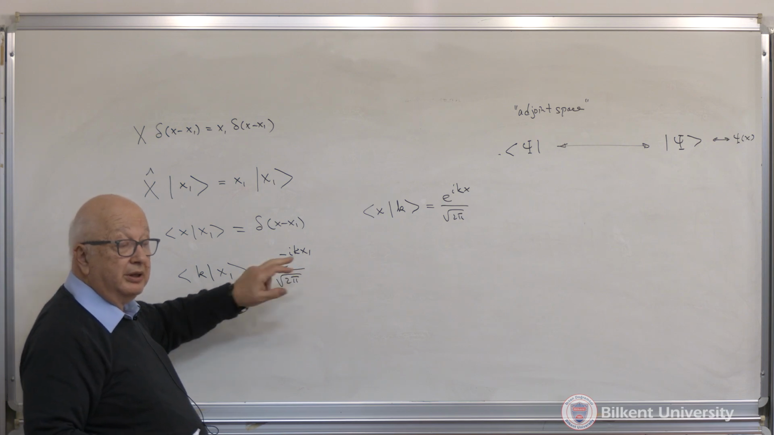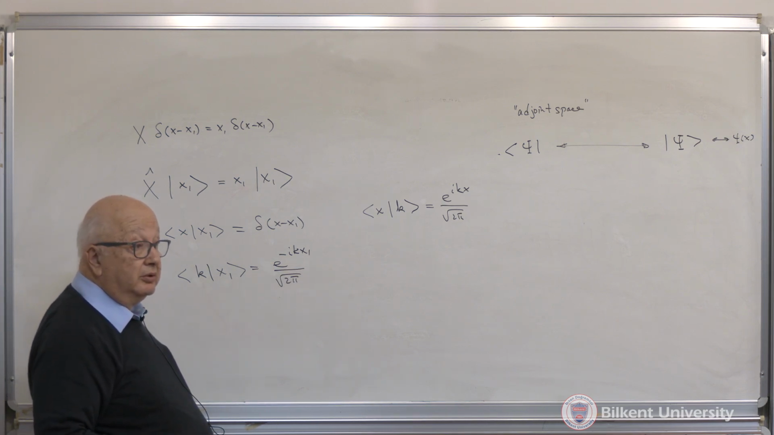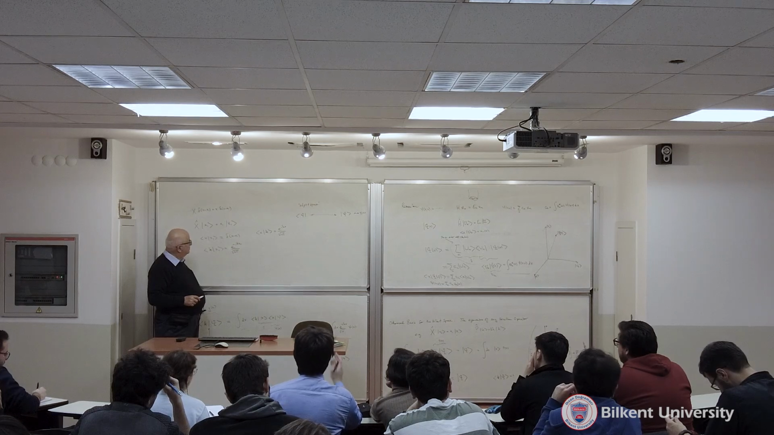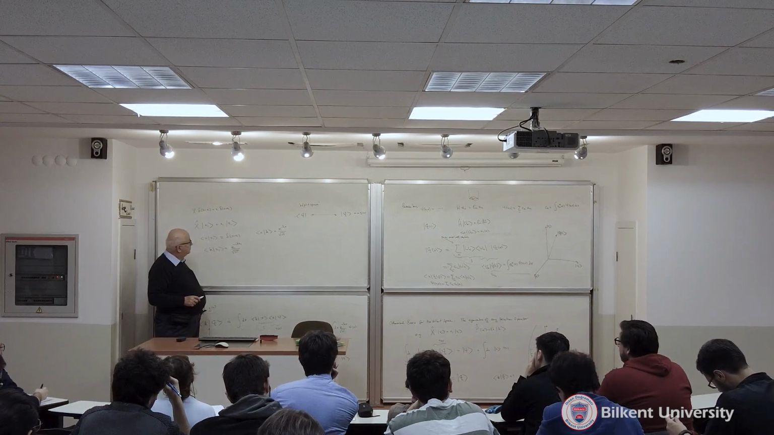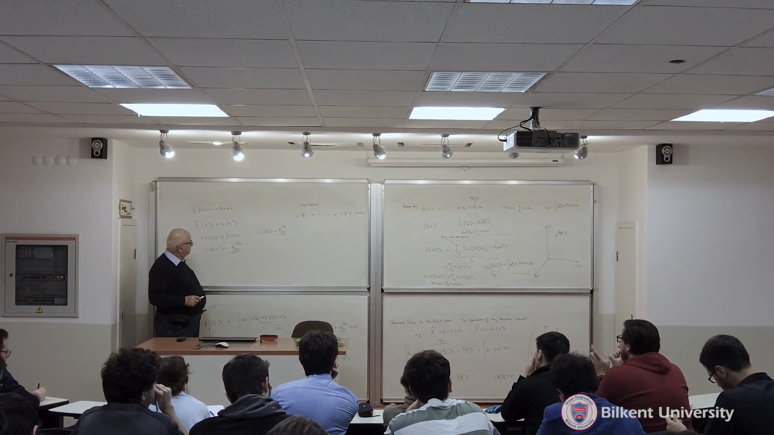May I add something? Yes. Due to orthogonality, shouldn't we multiply by square root of 2 pi instead of dividing? Because then we multiply this by that product.